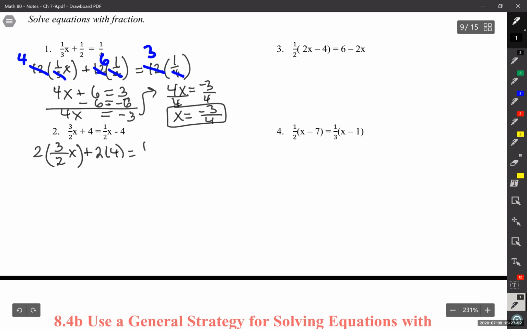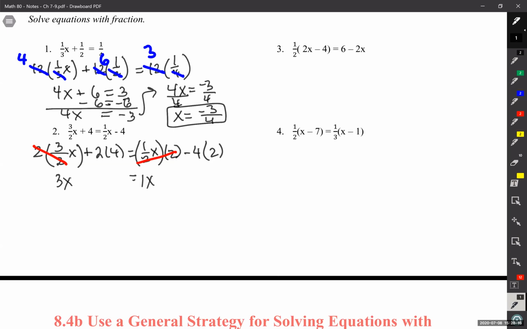I'm distributing this 2. And it doesn't matter if I wrote it backwards there. You can write it in the front or the back. But the point is that everything has its own 2. So on the terms with fractions, the 2's will cancel, and I'm just left with, in those 2 spots, a 3x and a 1x. On the parts where there are just numbers, nothing will cancel because there are no fractions. So we have 2 times 4 is 8, and 2 times -4 is -8.